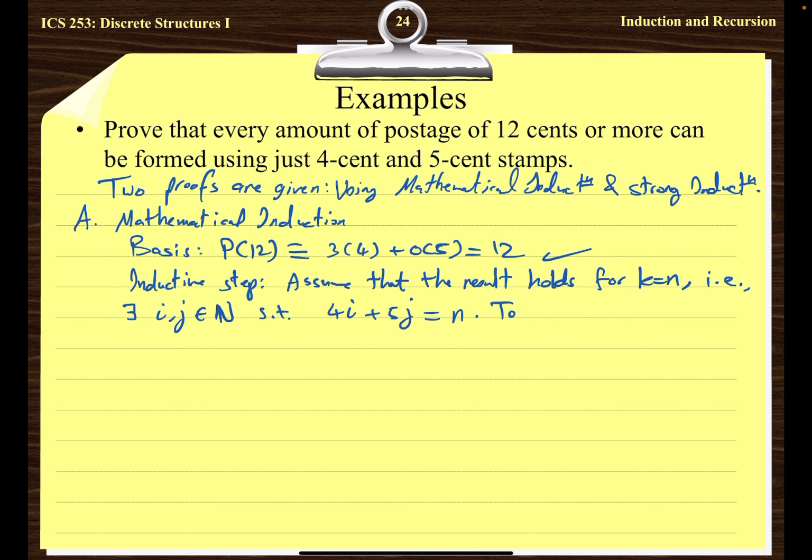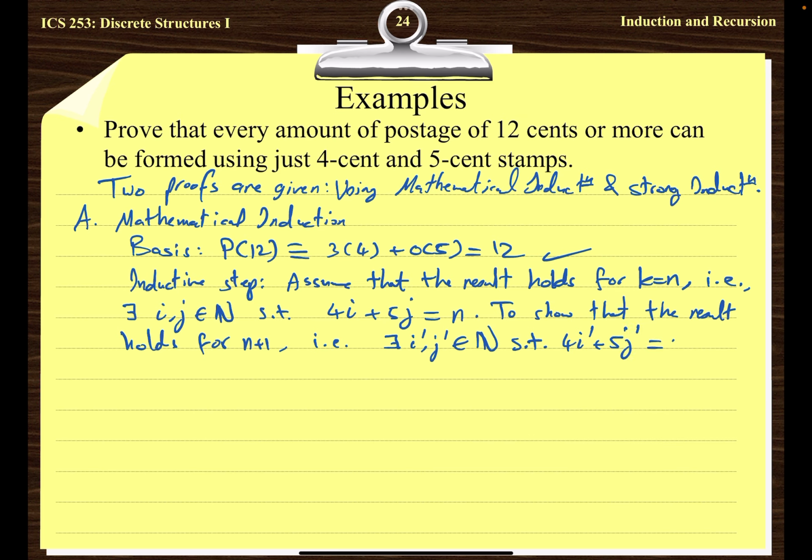طيب. To show that the result holds for n plus 1, i.e., there exists, so that I don't use two other variables, and just to show that the variables might be related to the current variables i and j, I'm going to use there exist i prime, j prime natural numbers such that 4i prime plus 5j prime is equal to n plus 1. Okay, so that 4i prime plus 5j prime is equal to n plus 1.